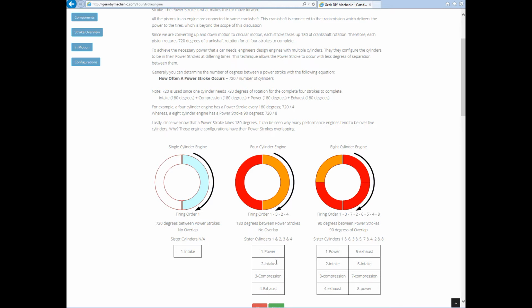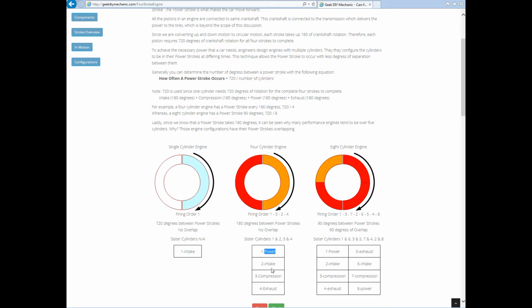What that means is they're 360 degrees out from each other, but they're headed in the same direction. So if one piston's going up, the other piston is going up. If it's going down, it's going down. But they're 360 degrees apart in the strokes. So let's see what I mean by that.